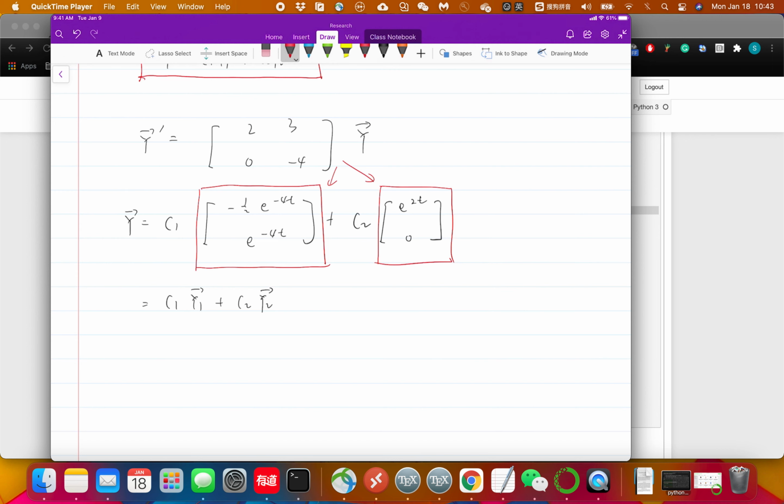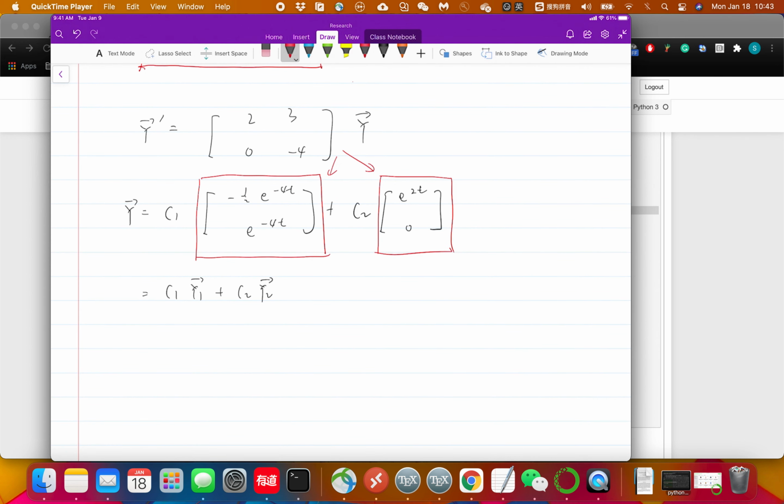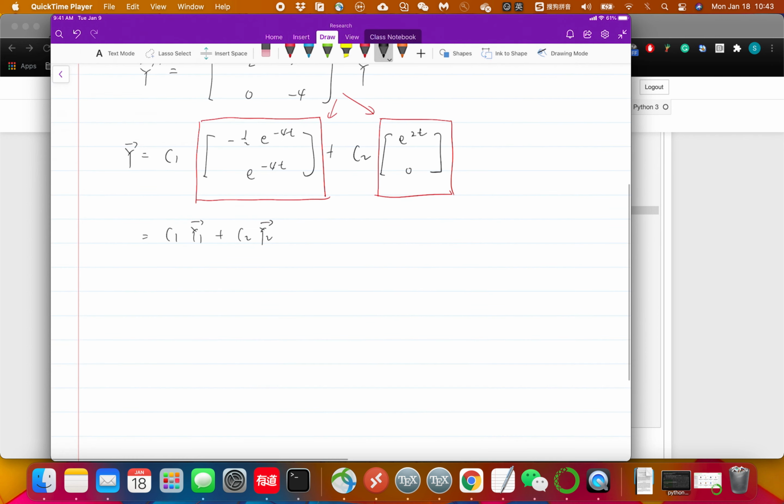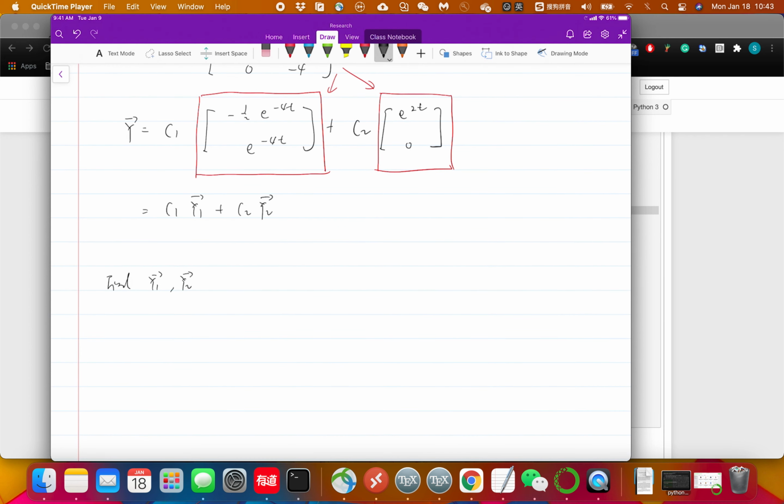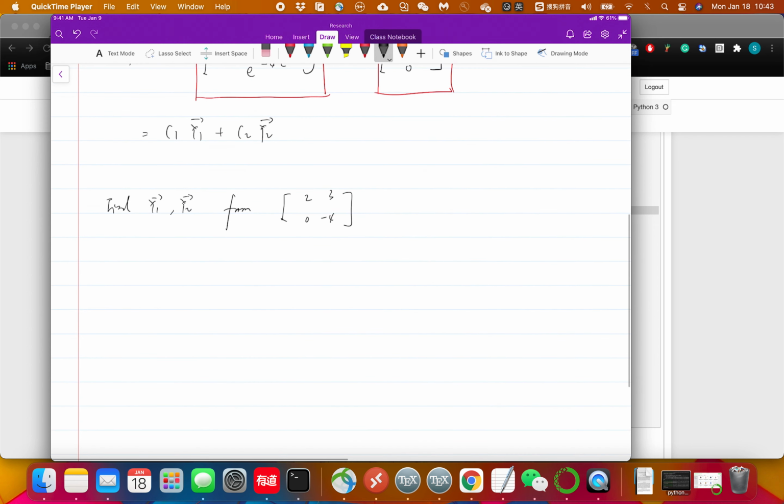So the question here is, how can I look at this matrix and find these two solutions right away without having to do the decoupling? The job is to find y1 and y2. We just need y1 and y2, remember? After that, C1 y1 plus C2 y2 is done. So we just need to find two linearly independent solutions directly from this matrix. That's our goal.